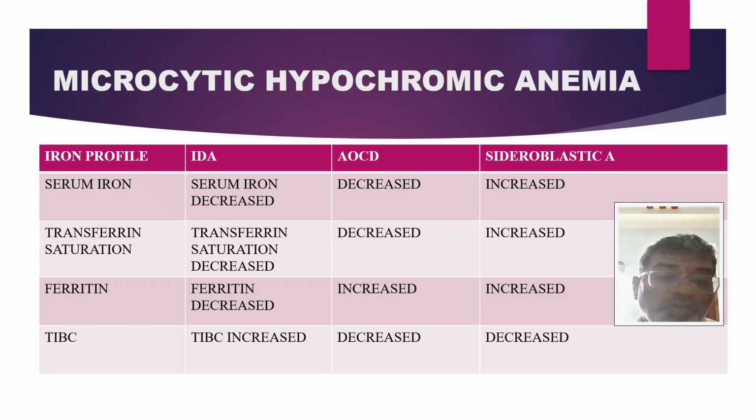Coming to the anemia of chronic disease, the serum iron levels and transferrin saturation levels are decreased. As the ferritin levels are increased, the total iron binding capacity will be decreased in anemia of chronic disease. So the stain that is useful to identify the iron stores in bone marrow is Perls stain or Perls Prussian blue stain.